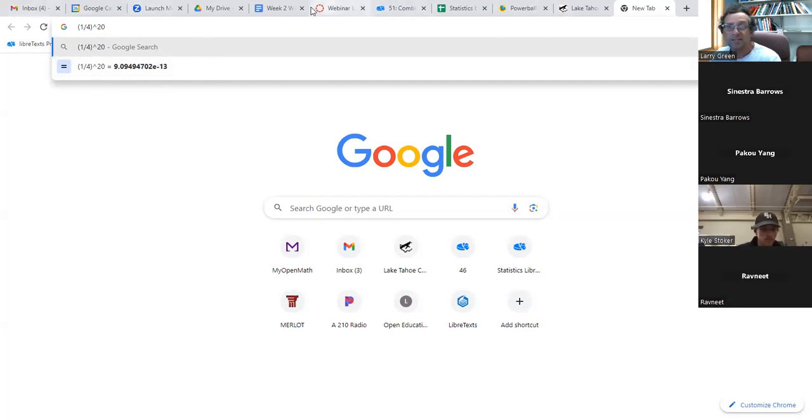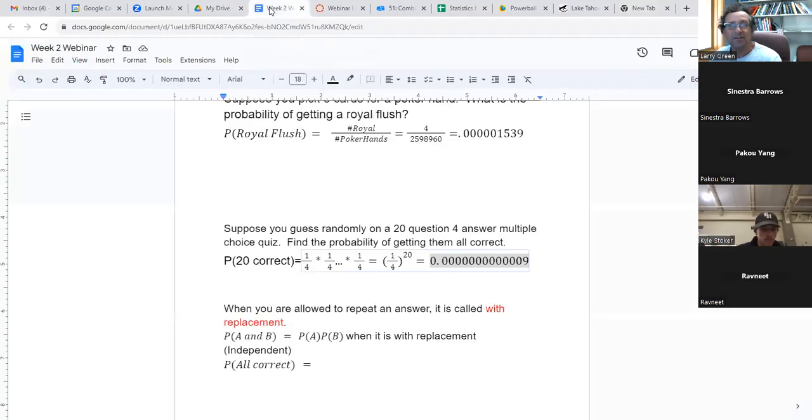Okay, so now that we know that, a couple words that are important. In this example, this is called with replacement because you could choose A for the first one, and on the second one, you can choose an A again if you want.